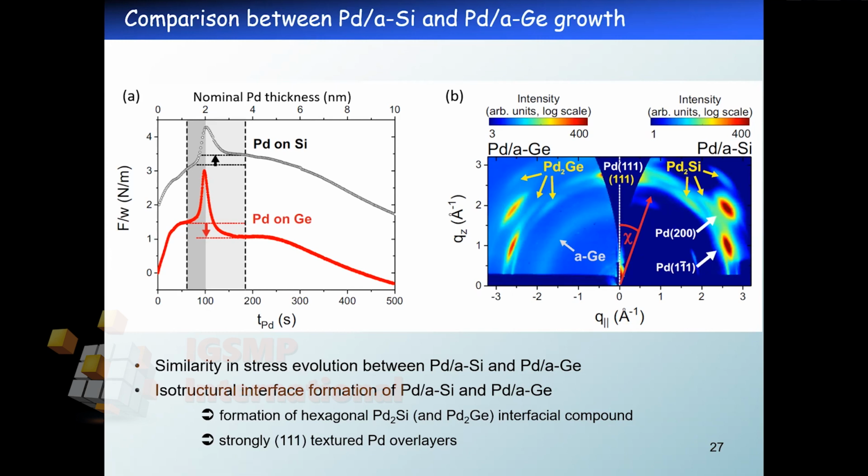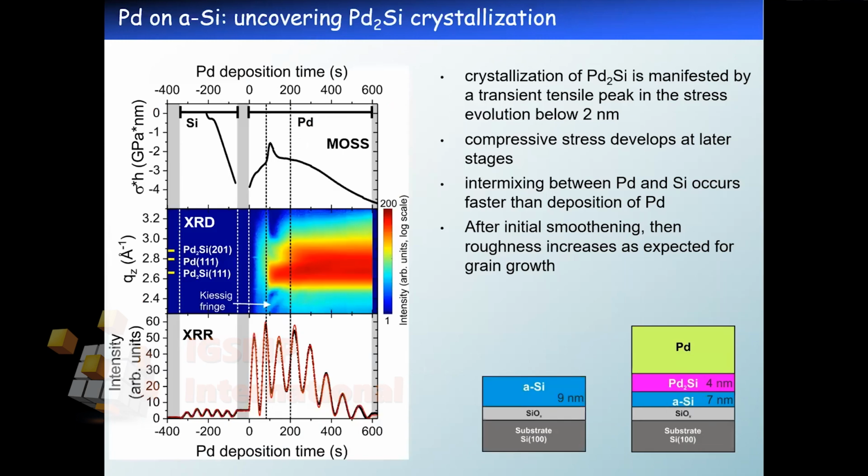How we could come to this conclusion is by combining several techniques. Again, I start here with the curvature I've discussed before, and then I superimpose this on the XRD, X-ray diffraction pattern, and X-ray reflectivity data. From the X-ray diffraction pattern, it's possible to follow the structure evolution. If we start from the deposition of silicon, this is an amorphous layer and there is no diffractive signal. It's close to the background.